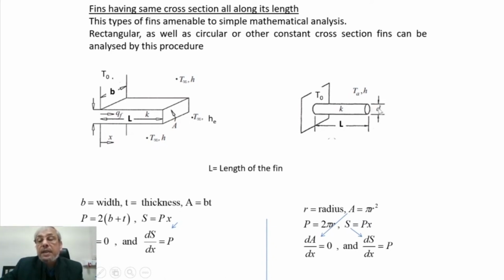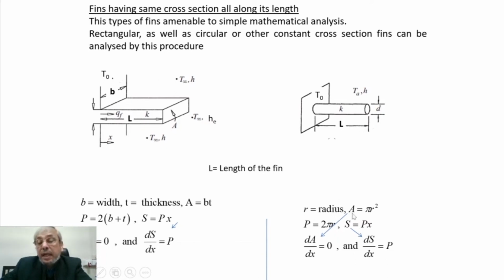And R is the radius, D is the diameter, and L is the length. So here B is the width, T is the thickness, cross-sectional area is BT, and perimeter is 2 into (B plus T). And the total surface area up to a given x is perimeter into x, and from here we get dS/dx equal to always the perimeter, and dA/dx, since it is constant, is 0.